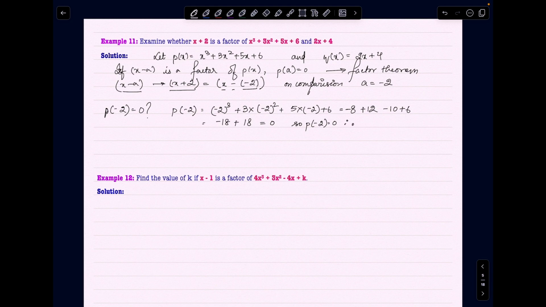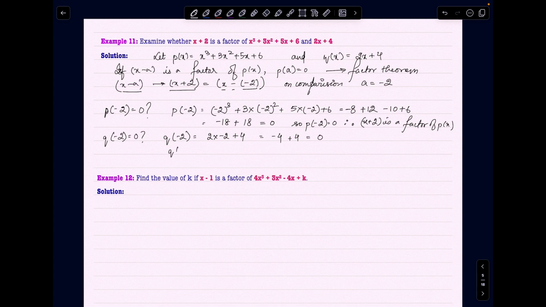Therefore, what can we say? x plus 2 is a factor of p of x. Got my point? Then again q. We have to check whether q of minus 2 equals 0 or not. If it becomes 0, by factor theorem we can say that x minus a is a factor. So q of minus 2 is 2 into minus 2 plus 4. This is easy. 2 into minus 2 is minus 4, plus 4. So this gives 0.